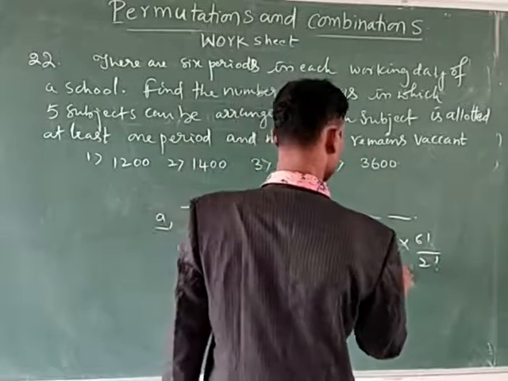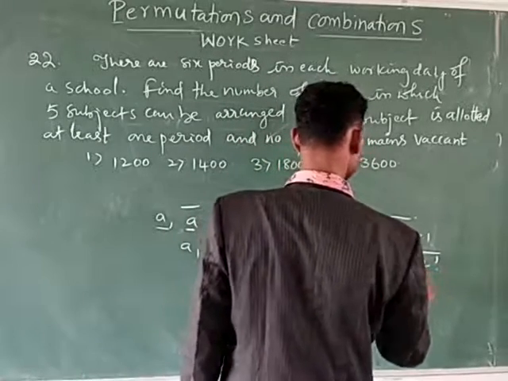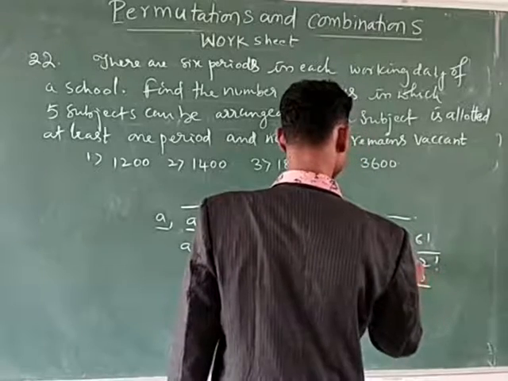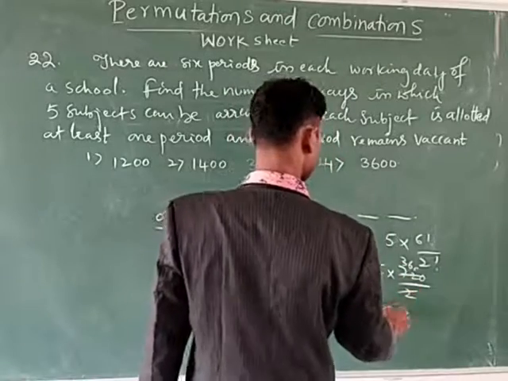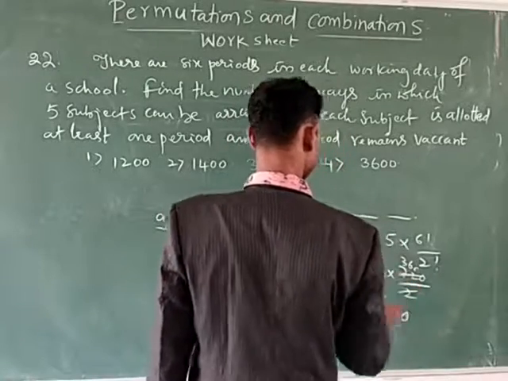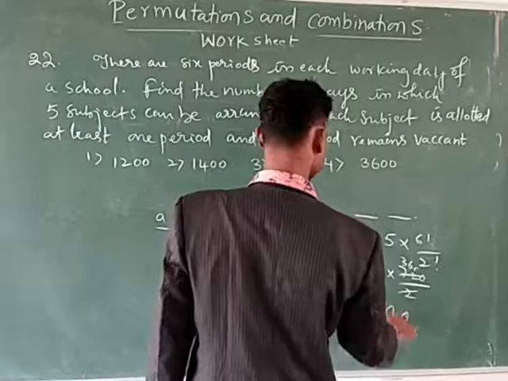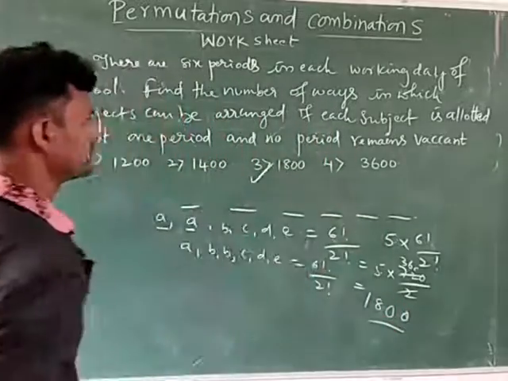Here 5 into 6 factorial is 720 by 2. 2 ones are 2, 360. Then 5 6s are 30, 5 3s are 15, 15 plus 3 is 18: 1800.